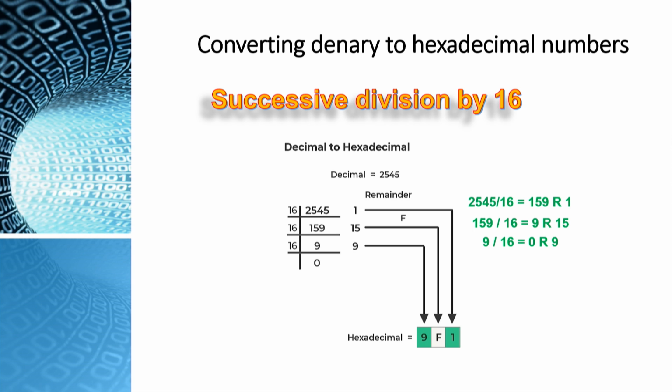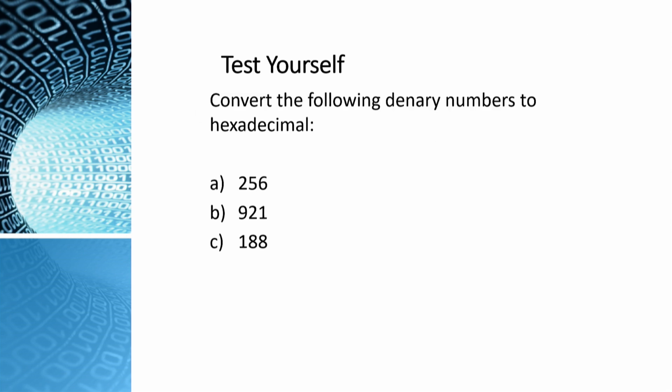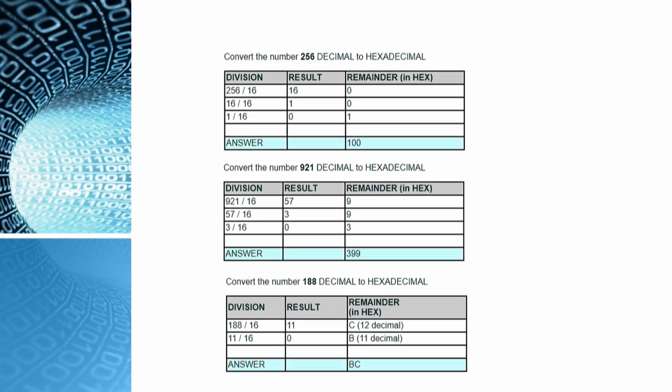9 divided by 16 gives us 0 with a remainder of 9. So, we can say that denary 2545 is represented as 9F1 in hexadecimal. Put yourself to the test with the following questions. Here are the answers.